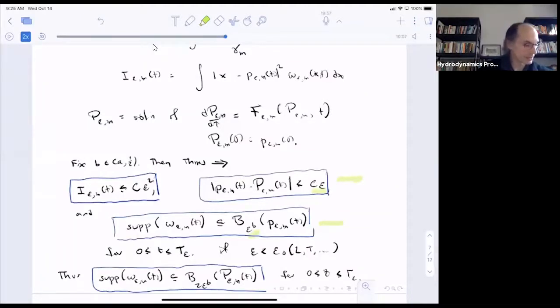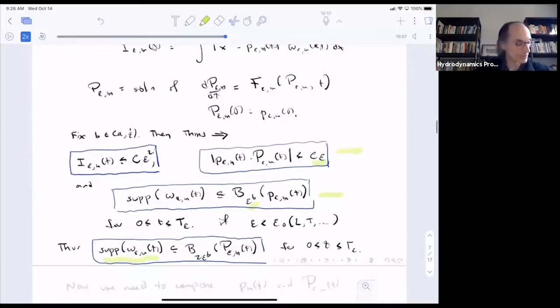Here, if I add this epsilon to the b here and this C epsilon here, I'll find, by the triangle inequality, that the distance from any point in the support to here will be the distance from the point in the support to P epsilon m plus the distance from here to there. And so it's epsilon to the b plus C epsilon. If epsilon is small enough, this C epsilon is smaller than epsilon to the b, and I can write that as just 2 epsilon to the b. Okay, so really this is epsilon to the b plus C epsilon for epsilon small enough.